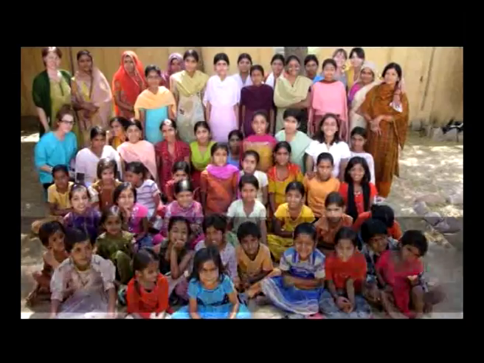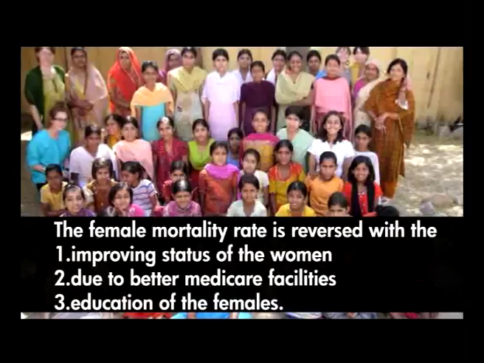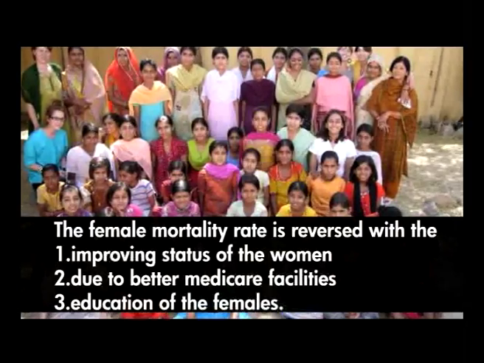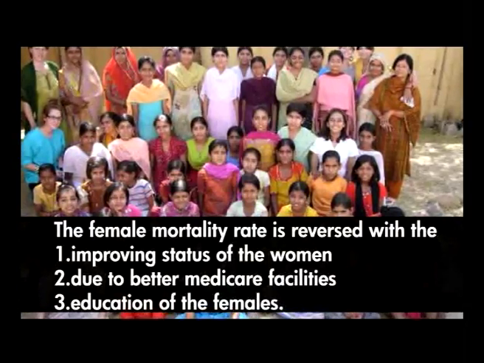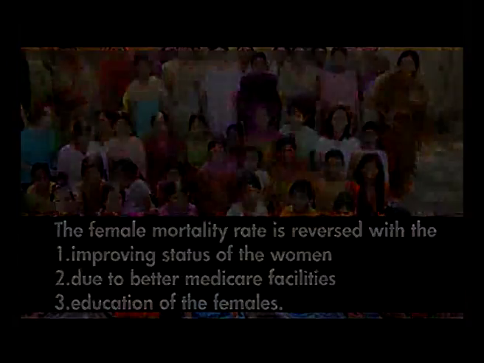The female mortality rate is likely to be reversed with the improving status of women and also due to better medical facilities and education, particularly of females. The improved medical facilities have helped in checking the rate of child mortality and the deaths of mothers during childbirth.